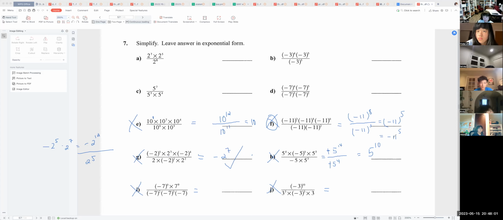Okay, next one, negative 7 to the power 0, so this one equals 1, right? So it's basically 7 to the power 9 over 7 squared, negative 7 to the power 3, and negative 7 to the power 1. These negatives are gone. So the answer is 7 to the power 9 over 7 to the power 6 equals 7 to the power 3. Okay, number J. Harvey, your turn.